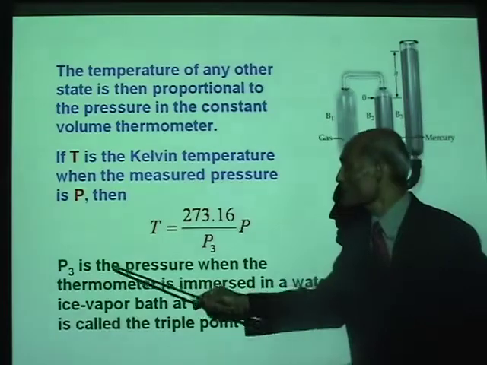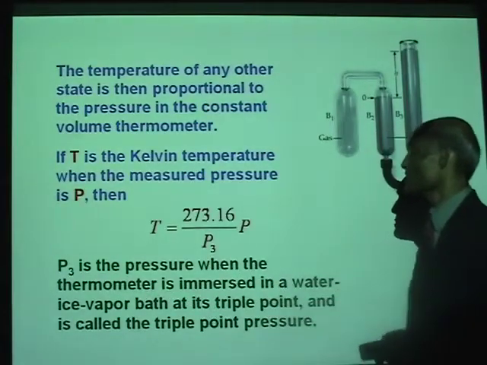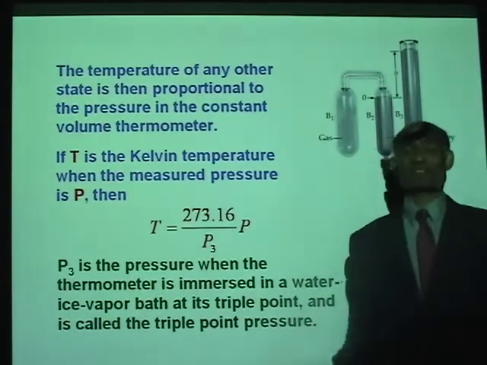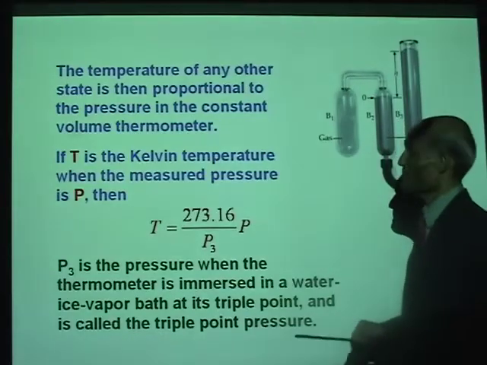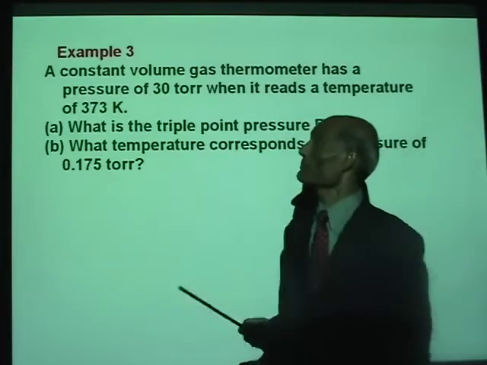Now, P3 is the pressure when the thermometer is immersed in a water ice vapor bath. That's right, and that's the triple point pressure. Alright, let's use that to solve a problem.